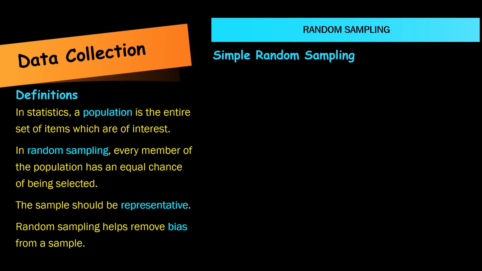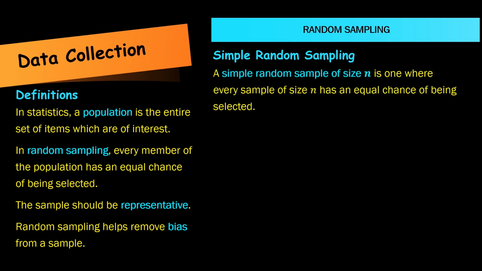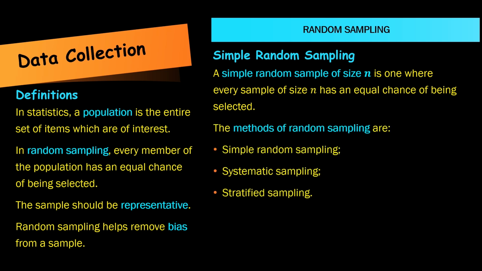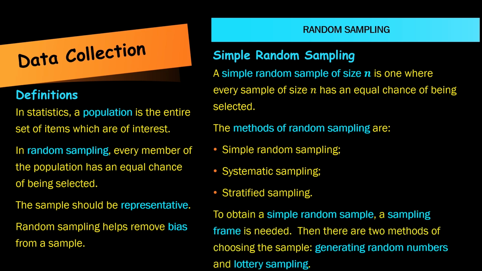Let's take a look at simple random sampling. A simple random sample of size n is one where every sample of size n has an equal chance of being selected. The methods of random sampling are simple random sampling, systematic sampling, and stratified sampling. To obtain a simple random sample, a sampling frame is needed. Then there are two methods of choosing the sample: generating random numbers and lottery sampling.